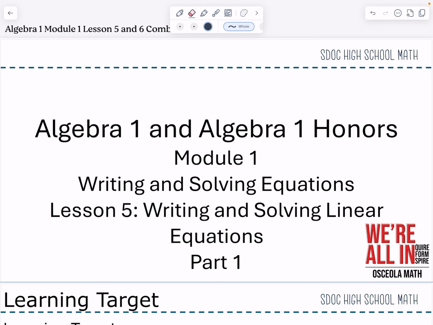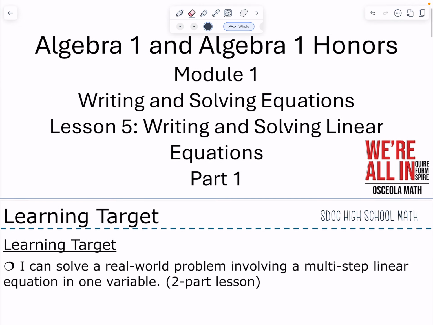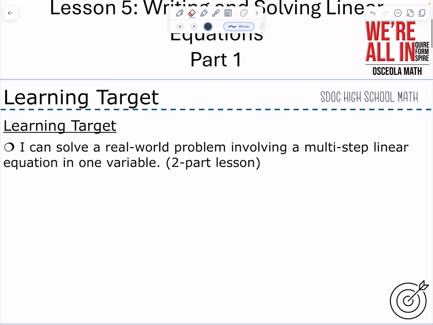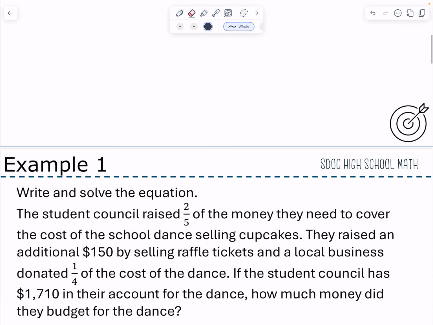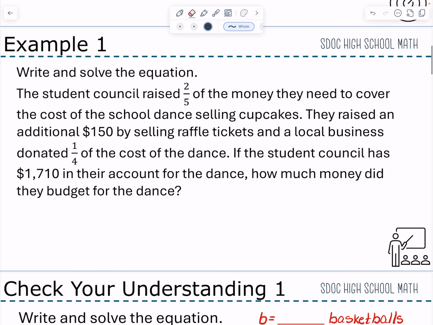Hi everyone, let's start on writing and solving linear equations. So our learning target today is being able to solve a real world problem with multi-step linear equations in one variable. So we've already practiced solving equations. We've even practiced writing equations. So now what we're going to do is write the equation and then solve it. All right, so example 1, we are going to write and solve the equation.